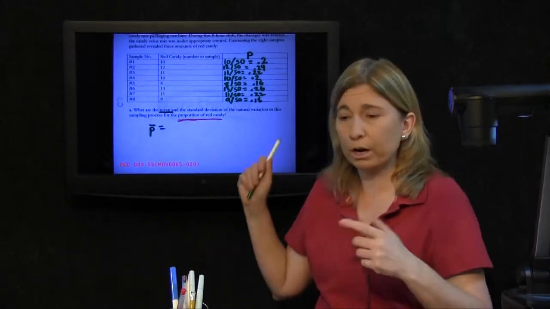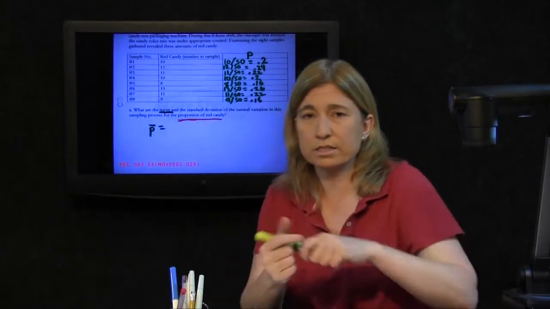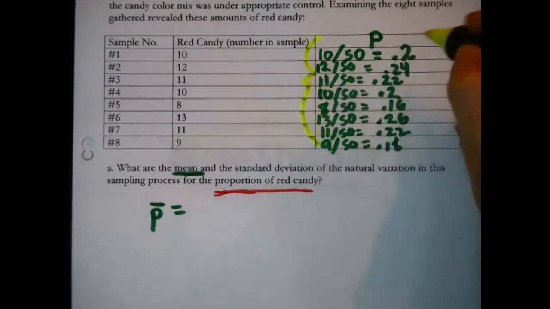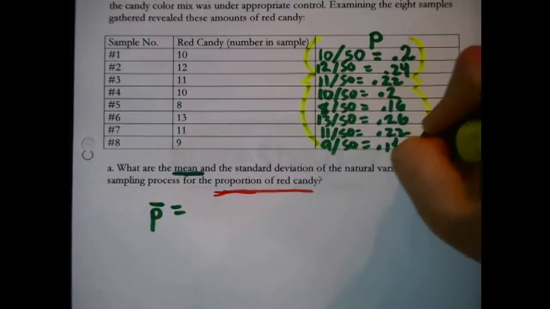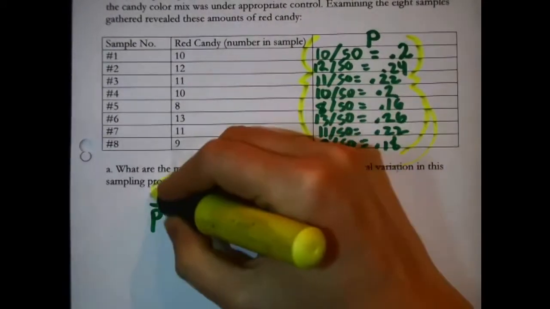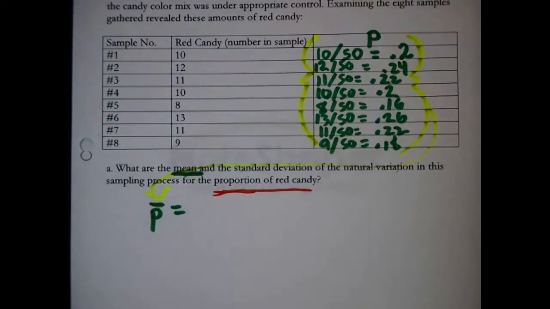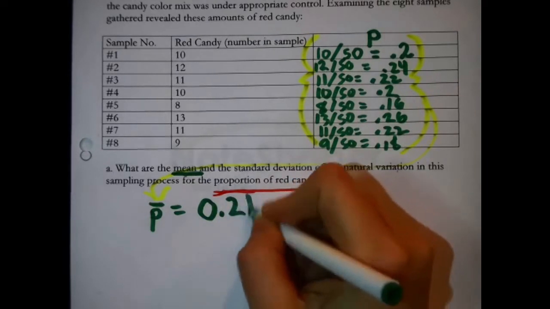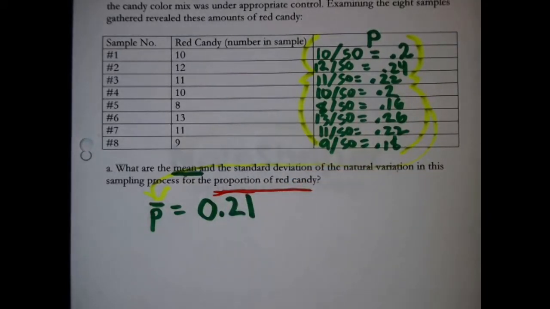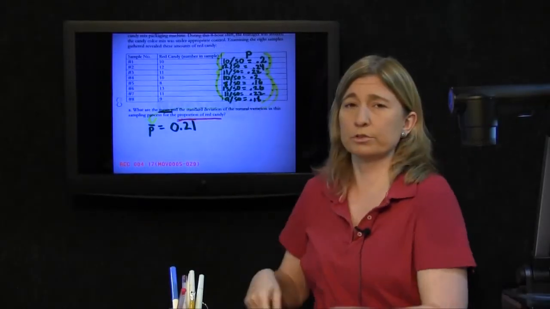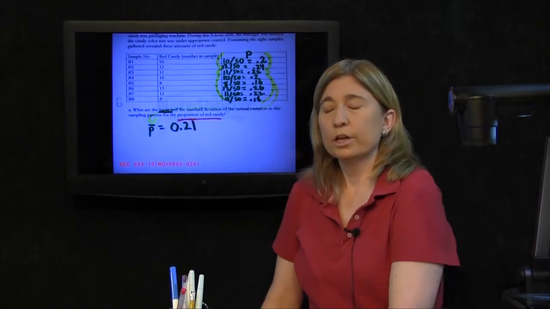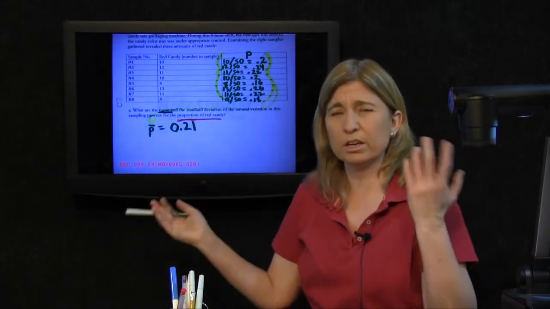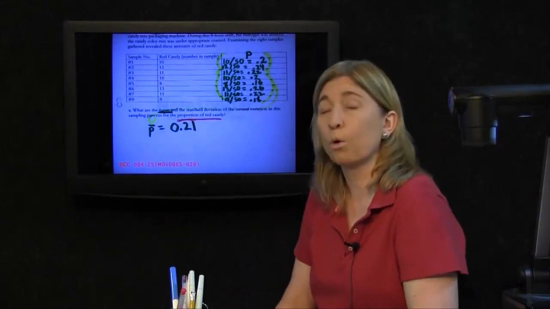So what I would want to do is take this data that I've just generated here, these numbers right here, and average them together to obtain P bar. I get 0.21. If you were to average the numbers that we revealed through our arithmetic, then the average is 0.21. On average, there's about 21% red candy in each one of those bags, or P bar.